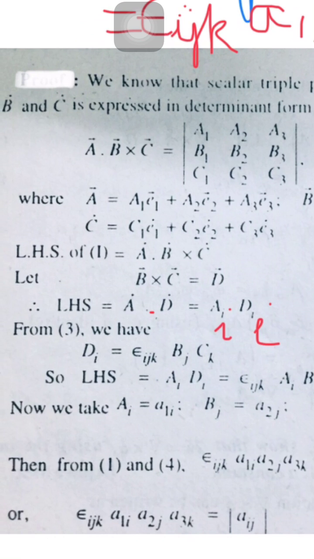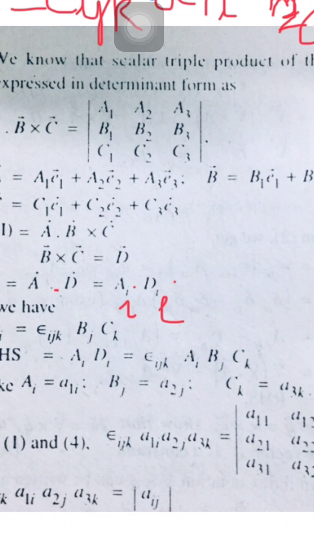On the left hand side of the very first equation, A dot B cross C, we suppose B cross C is D. So again it becomes A dot D, that is a_i d_i. And d_i is B cross C, the cross product of two vectors B and C. In index notation, d_i can be represented as epsilon_ijk b_j c_k. Substituting this again in A dot D, in place of d_i, it becomes epsilon_ijk a_i b_j c_k, where a, b, c are the three vectors.